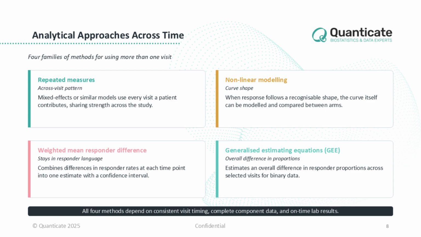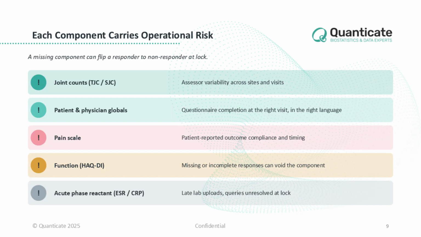Where teams want an overall summary across time, there are approaches that stay closer to responder rate language. A weighted mean method can combine differences in responder rates at each time point into one estimate with a confidence interval. A generalized estimating equations approach, or GEE, can also estimate an overall difference in proportions across selected visits for binary response data. Operational planning is just as important.